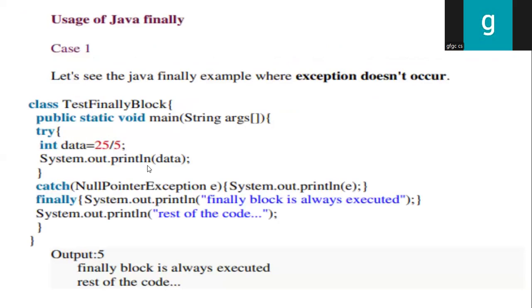Okay. Here, case 1. In this, I am using the try block and catch block. Immediately after, I use the finally block. Even though the try will not execute, finally will still execute. Even though the catch will not execute, finally is still executed. That means the finally block is always executed.